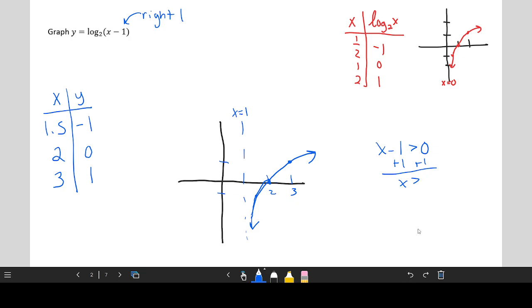And we would find out that x has to be greater than 1 for this function. And we can see that from the graph as well. So you can use the graph instead of setting up the inequality. I graphed this and everything was to the right of that asymptote x equals 1. So that's another way to figure out that the domain is all numbers greater than 1.